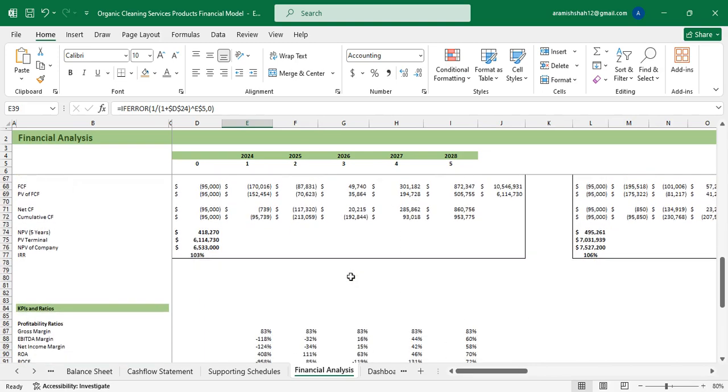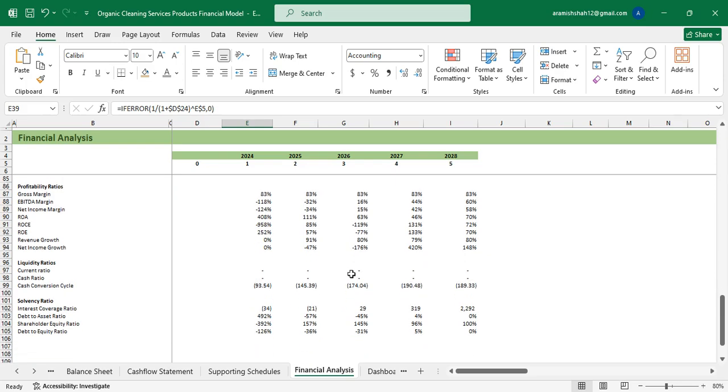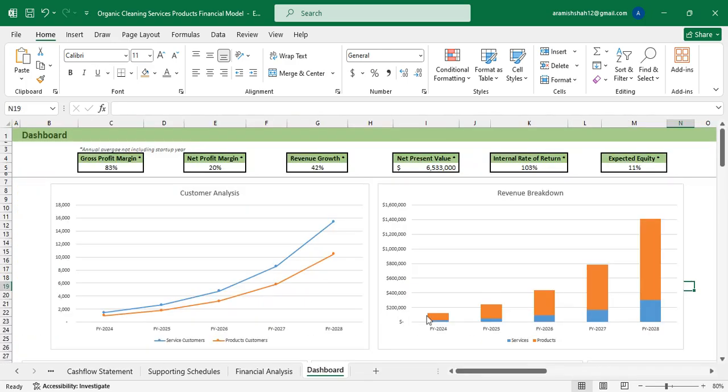Then moving on to the KPIs and ratios. Here we've got the three main ratios like profitability ratios, liquidity ratios, and the solvency ratios. Lastly, we've got the dashboard with all the key components at the front.